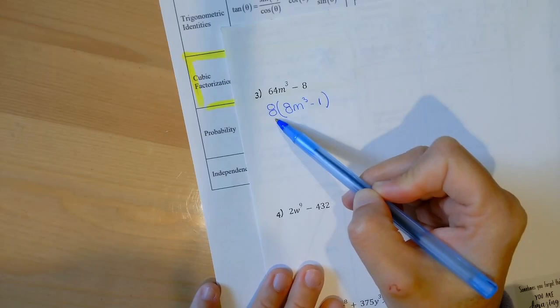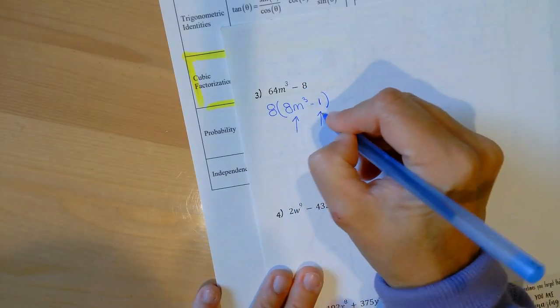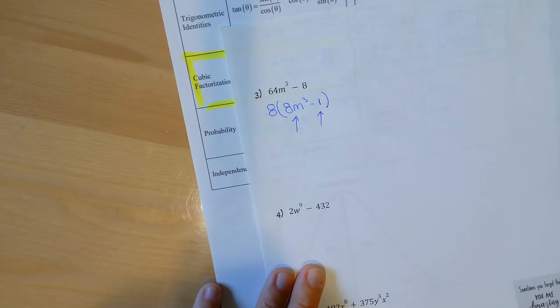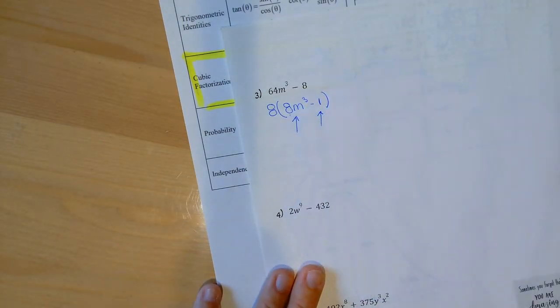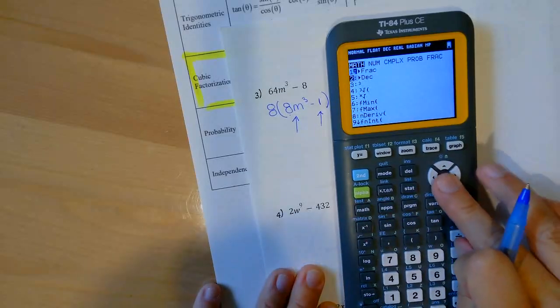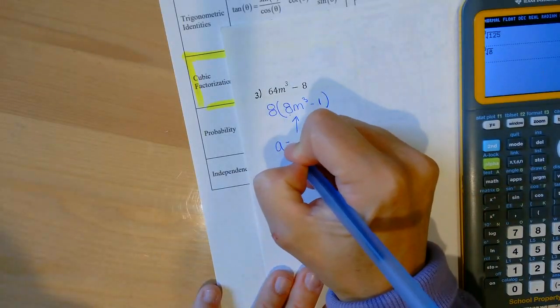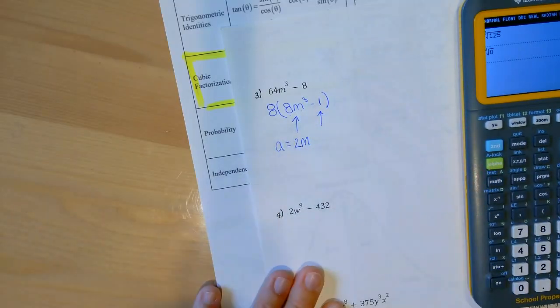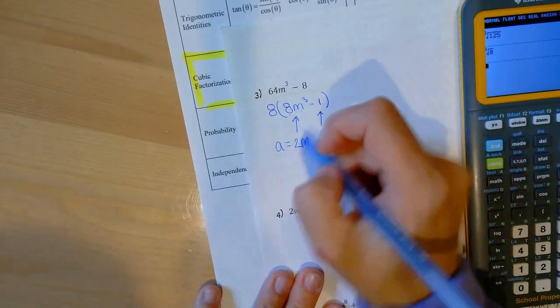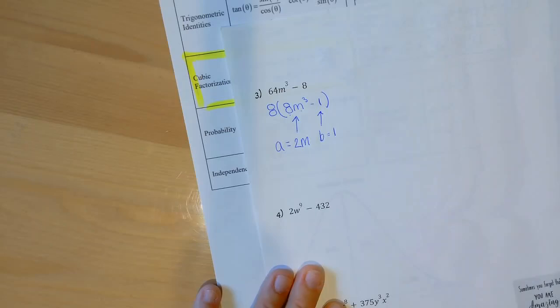So the question is, who am I cubing to get this term, and who am I cubing to get this term? Who do I cube? So let's start with the number. Who do I cube to get 8? If I'm not sure, take the cube root of 8, 2. Okay, so my a is equal to a 2, and who am I cubing to get m cubed? M. So my a is 2m. My b here, who am I cubing to get 1? Well, that should be a nice easy one. 1. 1 times 1 times 1 is 1.